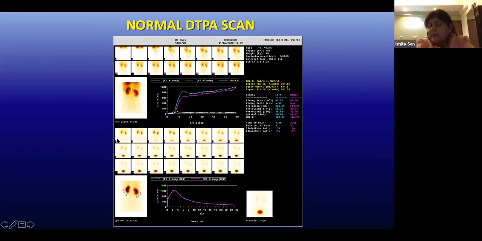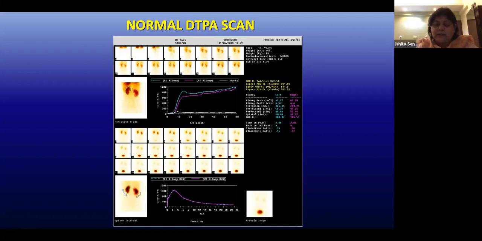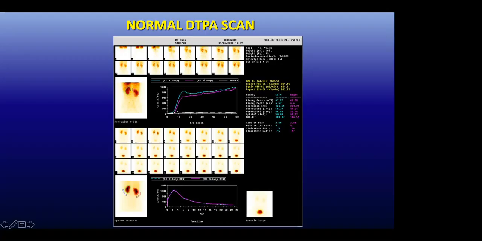And these show the transit of the tracer in the renal parenchyma, going into the renal pelvis, getting excreted into the urinary bladder. And you create what is called a renogram curve, which is nothing but a graphical representation of the transit of the tracer through the renal cortex and the renal pelvis, and shows how it is taken up and then excreted during the course of the study.